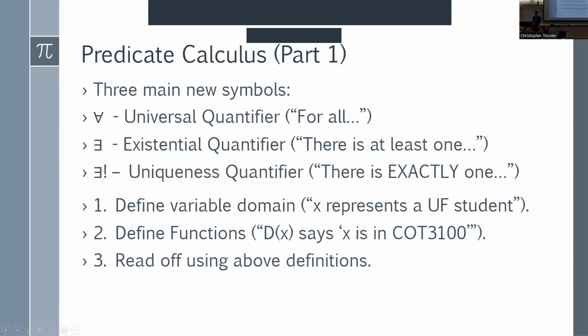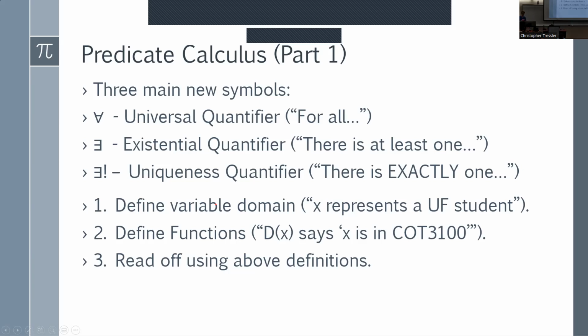Then you have the existential quantifier, the backwards E, which is the same thing as saying there's at least one. Notice when I say at least one, I mean at least one. It can be one, it can be more than one, it doesn't matter. It just cannot be less than one, or zero.